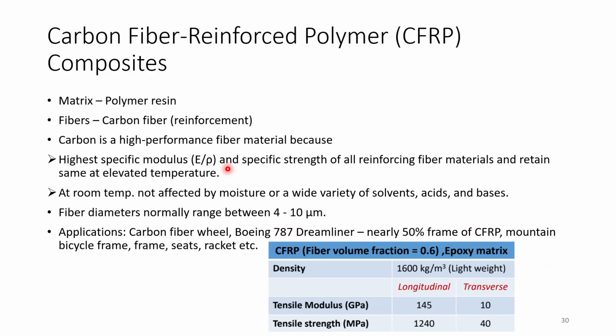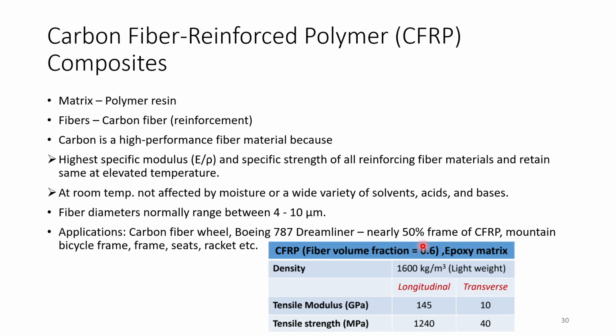Applications include carbon fiber wheels, Boeing 787 Dreamliner, nearly 50% frame of CFRP, mountain bikes, bicycle frames, seats, rackets, etc. All these are some of the applications of these CFRPs. And in case of CFRP, if the volume fraction for fiber is taken as 0.6, having epoxy matrix, then its density is 1600 kg per meter cube, which is again lightweight. The modulus will be 149 in longitudinal direction and 10 in transverse direction.